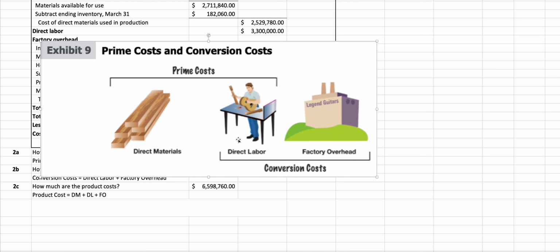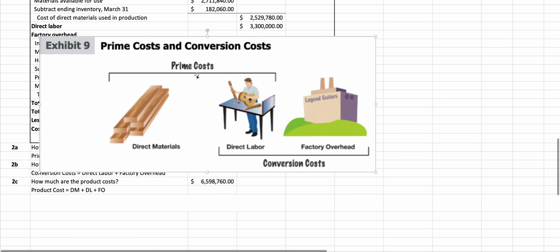I can trace everything. My conversion costs are looking at my direct labor and my factory overhead. And what I'm trying to answer with conversion cost is how much did it cost to transform or to convert direct materials into an end product? Whenever you are performing any calculations, you want to make sure that you don't add prime cost plus conversion cost. The reason you wouldn't want to do that is that you see that direct labor is accounted for in both of these costs.